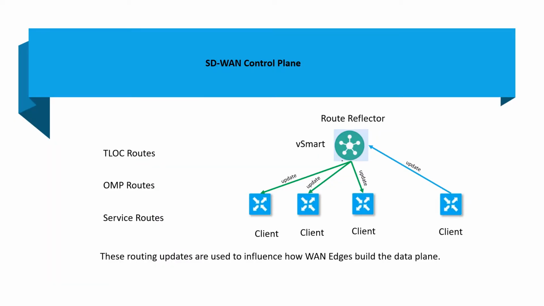When we talk about the control plane, it is very similar to the control plane we used to have on the Cisco routers, which basically builds your routing table. Here, the routing table is built based on the TLOC routes, OMP routes, and the service routes. And the route reflector concept is played on a vSmart. So it is a controller basically. All the updates which come from the clients, those are the vEdge devices, go to the vSmart first, and the vSmart further distributes a similar update to the rest of the clients. So it acts as a route reflector. These routing updates are used to influence how vManage builds the data plane.